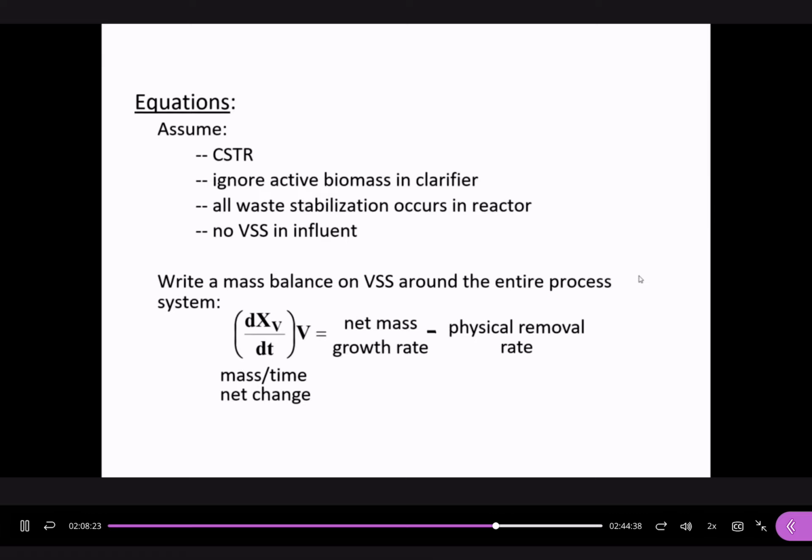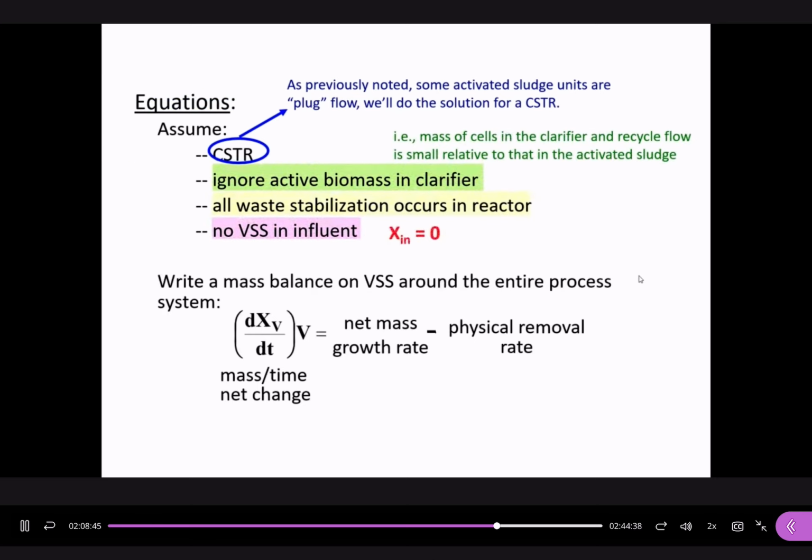And ignore active biomass in clarifier. So there is no microbial growth in the clarifier, only in the aeration tank. Always the stabilization occurs in the reactor, in the aeration tank. No VSS in influent, which is X in is 0. Right, X in is 0. Okay, so this equation is the most important.